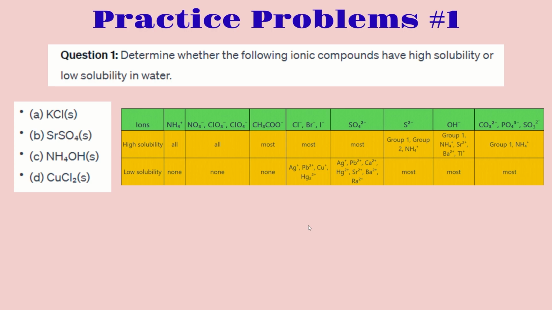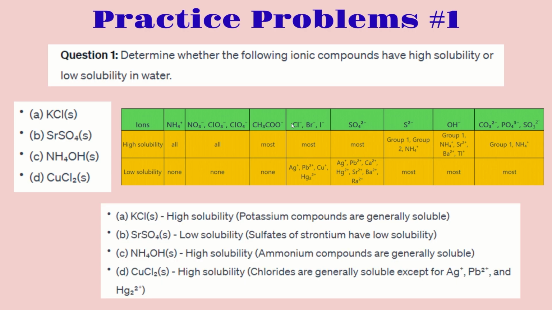Potassium chloride. If we look for chloride on this table, we can see that chloride is right here. Now let's check the low solubility really quickly to see if potassium is there. If we find potassium here, then it'll be low soluble. But we can see here that potassium is indeed not in any of these. So when potassium and chloride combine, it's going to be highly soluble, because the rest of the chlorides are mostly highly soluble. Since we can't find potassium in the low soluble, potassium chloride will be highly soluble. And if we look at the answer, we can see that potassium chloride has high solubility.